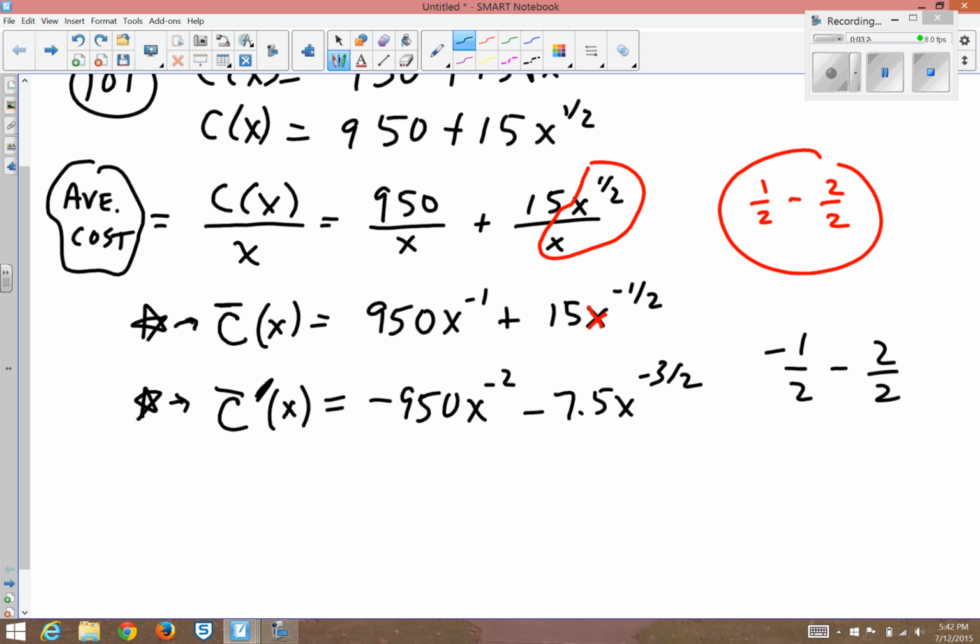To find the rate at which the average cost is changing when X is 400, that means replace all the X's with 400. 400 jackets. X is the number of jackets. Replace every X with 400.